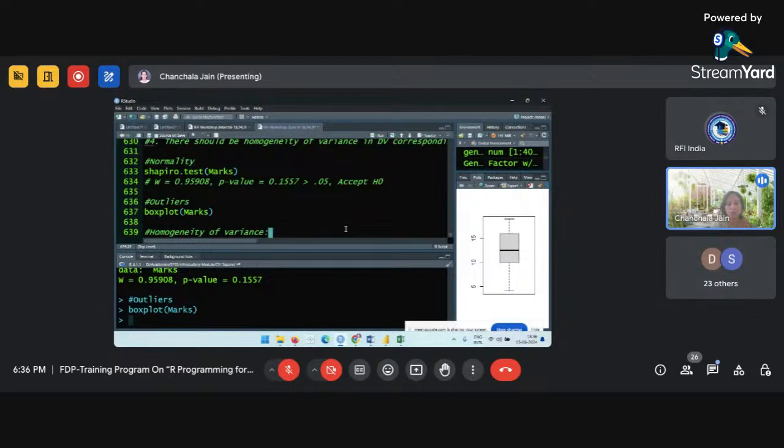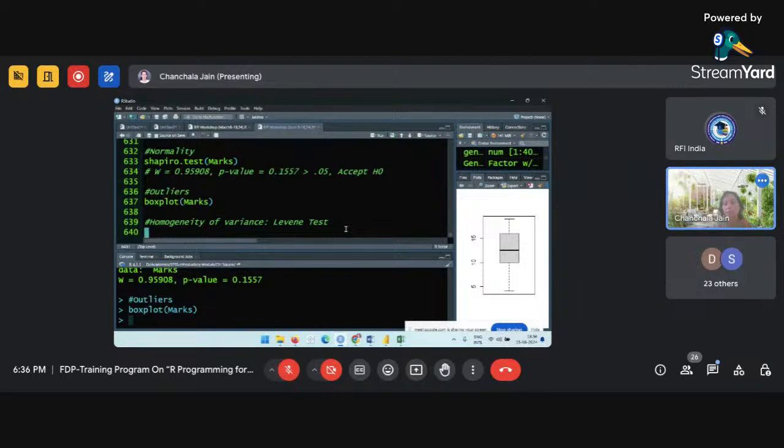So for this, you need to use the Levene test, right? Levene test is a test which is available in the package called car package. So you need to install the car package first. I think in mine it is already installed. So I am only writing the name for you.